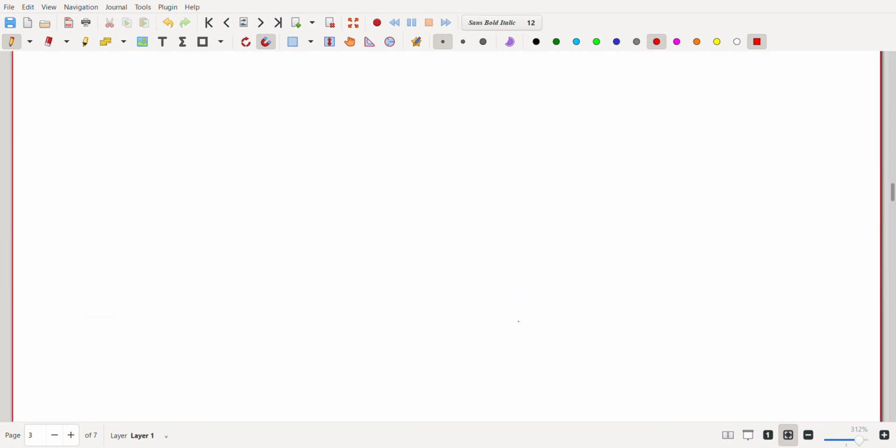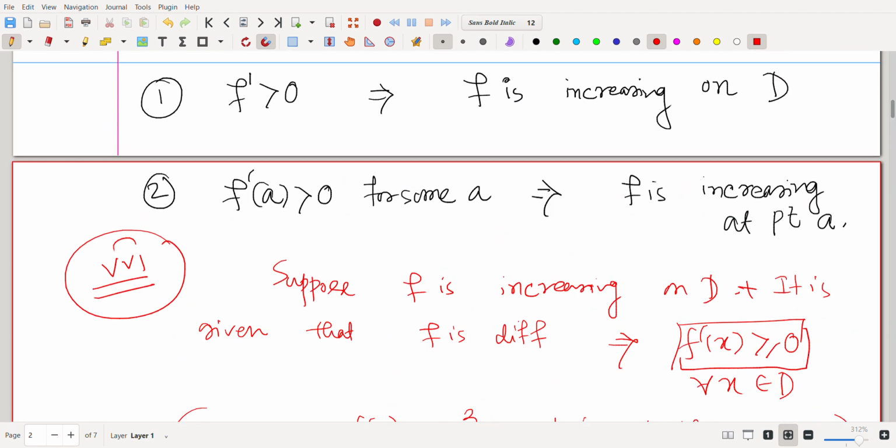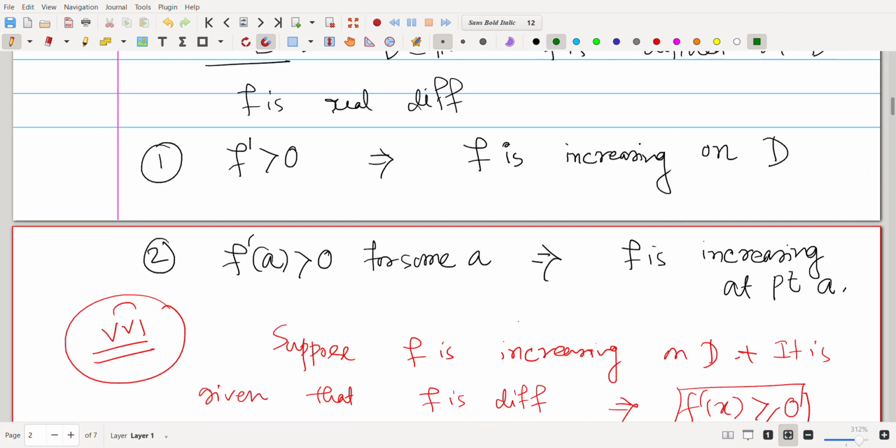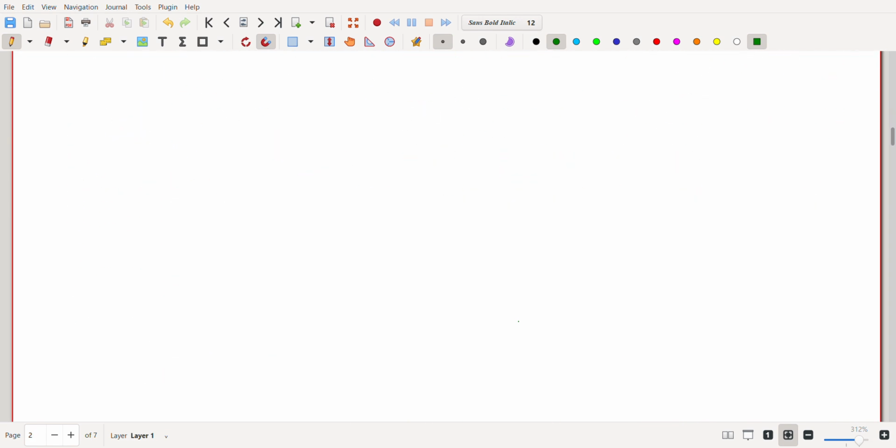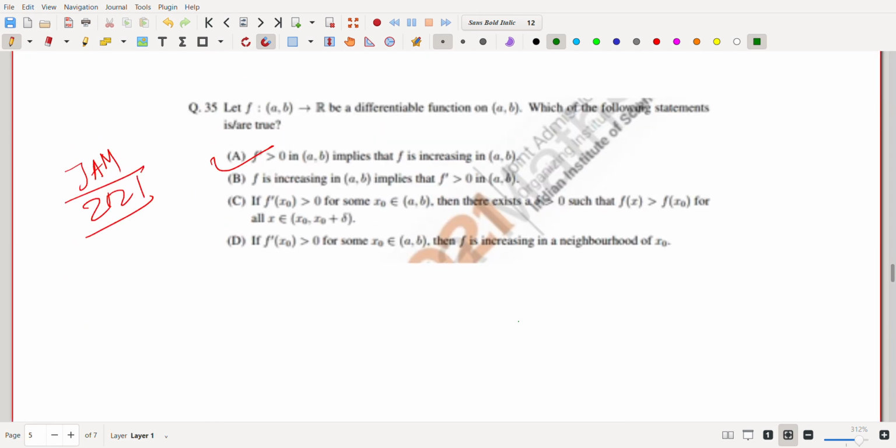I have already mentioned this fact. This is the statement, right? So that means the first statement is correct. Now the second one: f is increasing in a comma b implies f prime is greater than 0. This is clearly false. Why? You can take the particular f x equal to x cube on, say, minus 1 comma 1. It is a strictly increasing function, but f prime 0 is 0. Hence the second one is false.